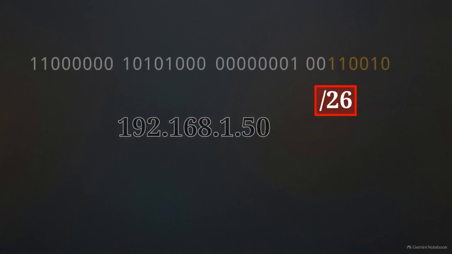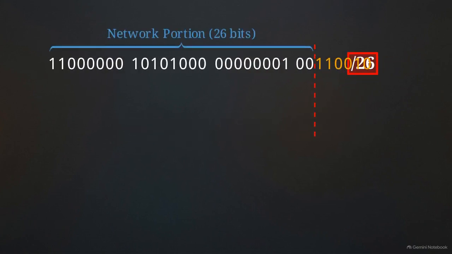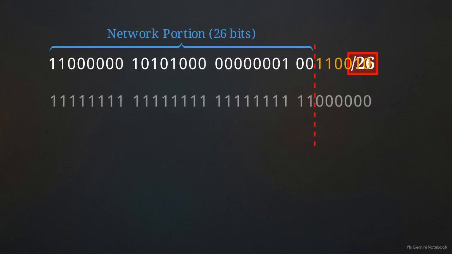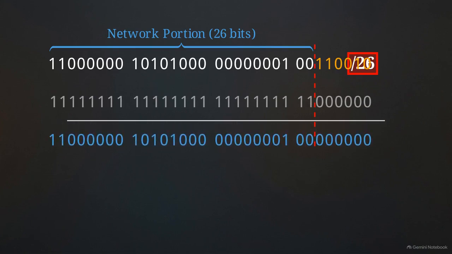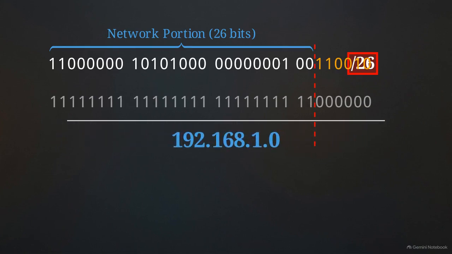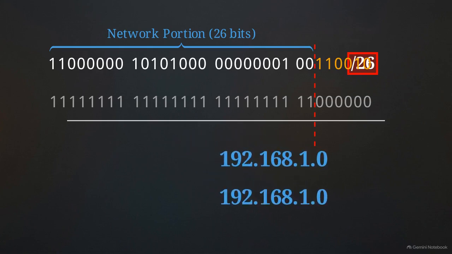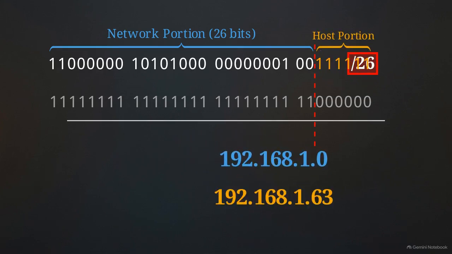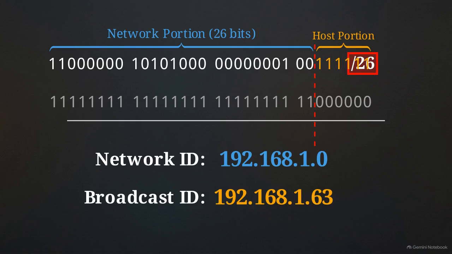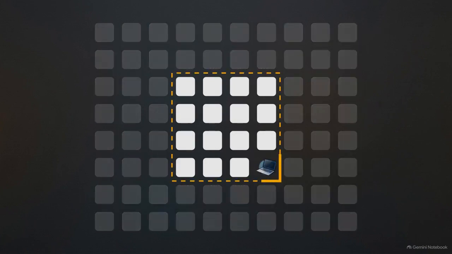Take a moment to calculate the network and broadcast IDs for 192.168.1.50 with a /26 subnet mask. A /26 mask means the first 26 bits are fixed. By converting to binary and applying a logical AND, we find the network ID is 192.168.1.0. Setting the remaining host bits to 1 gives us a broadcast ID of 192.168.1.63. Subnetting is simply a boundary exercise. It determines exactly where the broad network neighborhood ends and the individual host address begins.